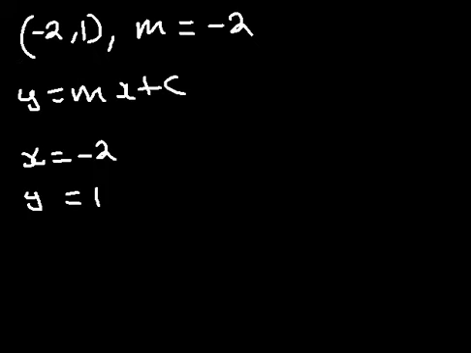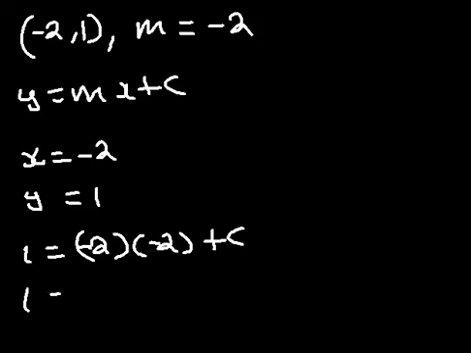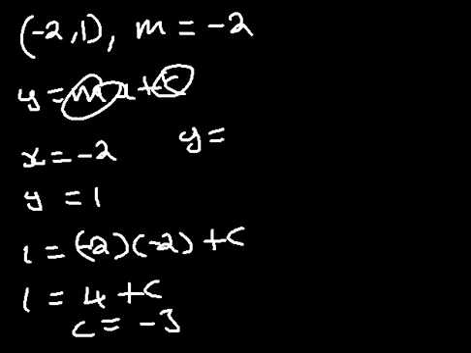Now we have to substitute these into the original form. Where there is the gradient, we substitute that, where there's y we have 1, and where there is x we have -2, in order to solve for c. So take note of that. We'll have 1 = -2 times -2 plus c, so 1 = 4 + c, of which c is -3. Now substituting the gradient and the y-intercept, I have y = -2x - 3. That's the equation of the line.